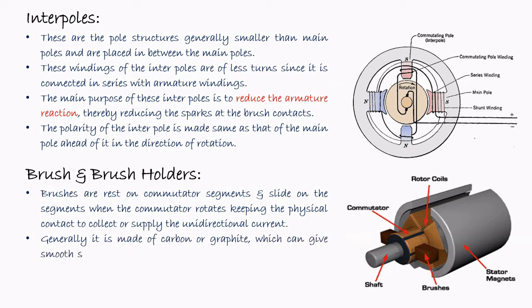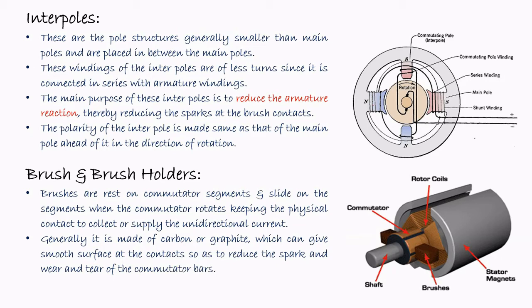Generally, it is made of carbon or graphite, which can give a smooth surface at the contact so as to reduce the spark and wear and tear of the commutator bar. If the contact between the rotating part and the static part is not smooth, then there may be chances of sparking. So the contact should be very smooth so that no sparking will happen. So this is the concept of the brush which is connected to the commutator segment.